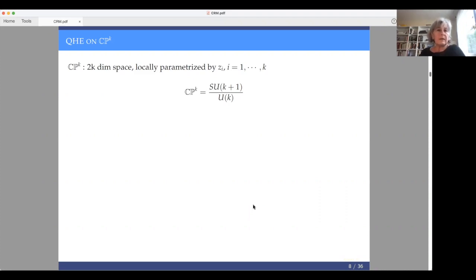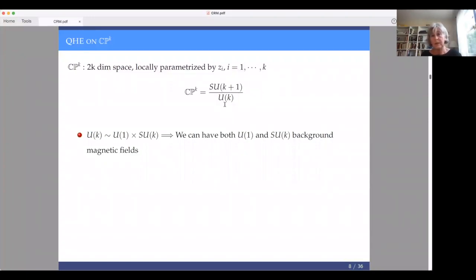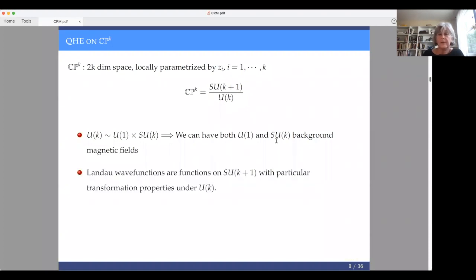So the complex projective manifolds are 2K dimensional manifolds, which can be locally parameterized by K complex coordinates. The important thing is that they can be written as coset group manifolds. And it is this structure that makes it relatively easy to identify the single particle spectrum. Now, because of this factor U(K), one sees that, as I mentioned earlier, one can have both a U(1) and SU(K) background magnetic fields. Further, the Landau wave functions are functions of SU(K+1) with particular transformation properties under U(K).